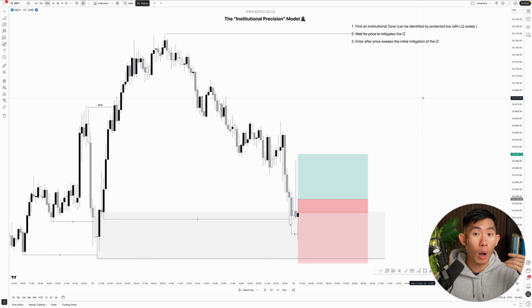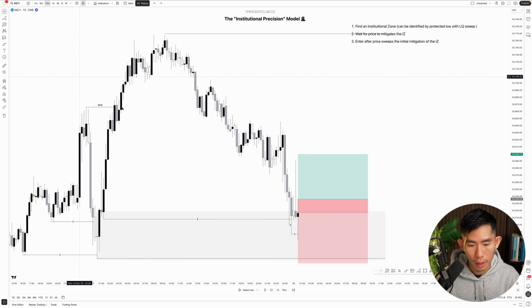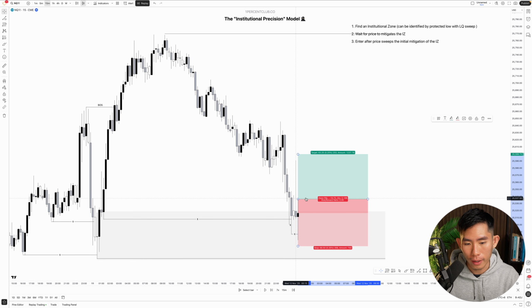Now, if you want to be a little bit more aggressive, which is how I personally roll, because I understand the market very, very well and understand liquidity well, I would place it below this candlestick right here that swept all the liquidity.